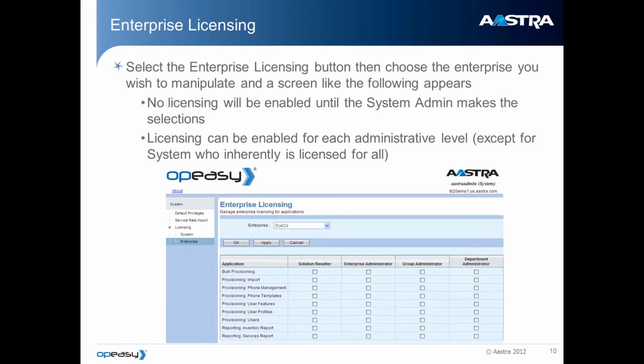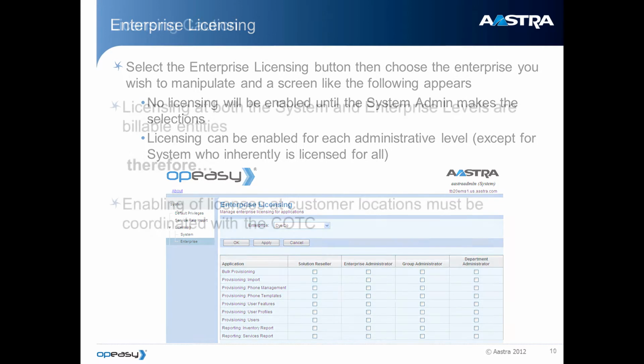Enterprise licensing. Select the Enterprise Licensing button to then choose the enterprise that you wish to manipulate. A screen such as shown here will appear. No licensing will be enabled until the system administrator makes the selection. Licensing can be enabled for each administrative level except for system, which is inherently licensed for all.